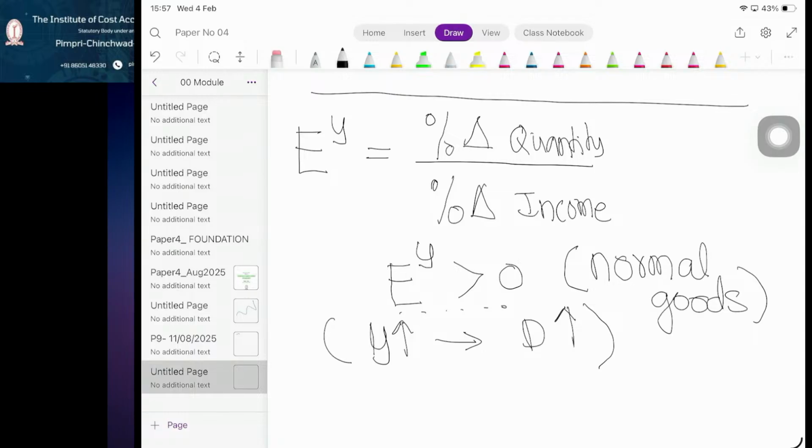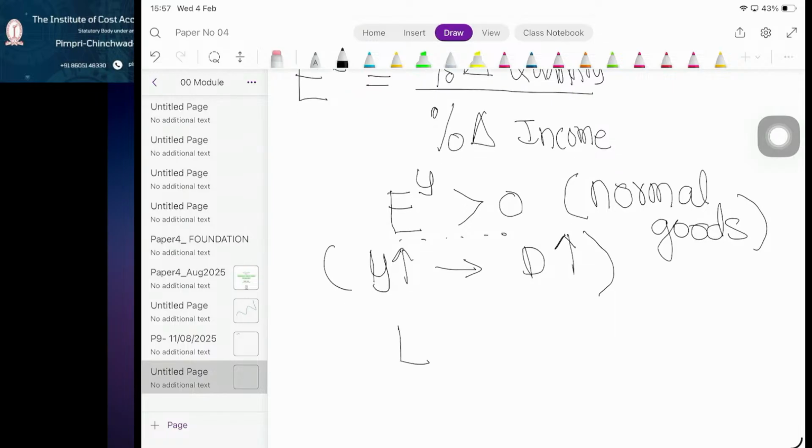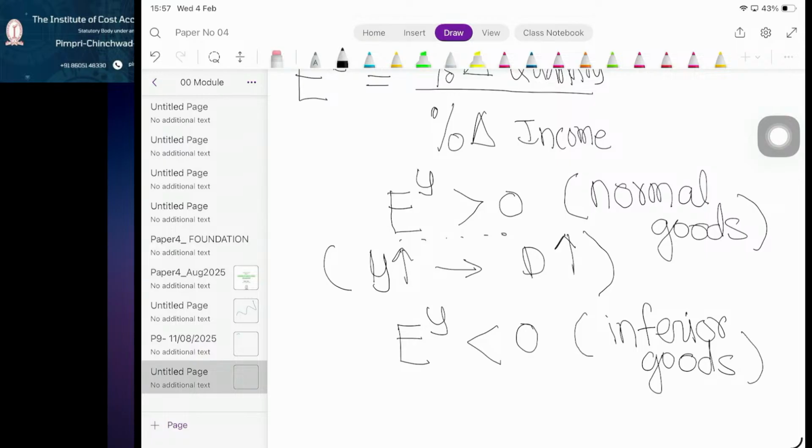Okay. If income elasticity is calculated and it is negative, means income increased and demand decreased, then such goods are called inferior goods. Okay, they are called inferior goods. Okay, so this is the general classification.